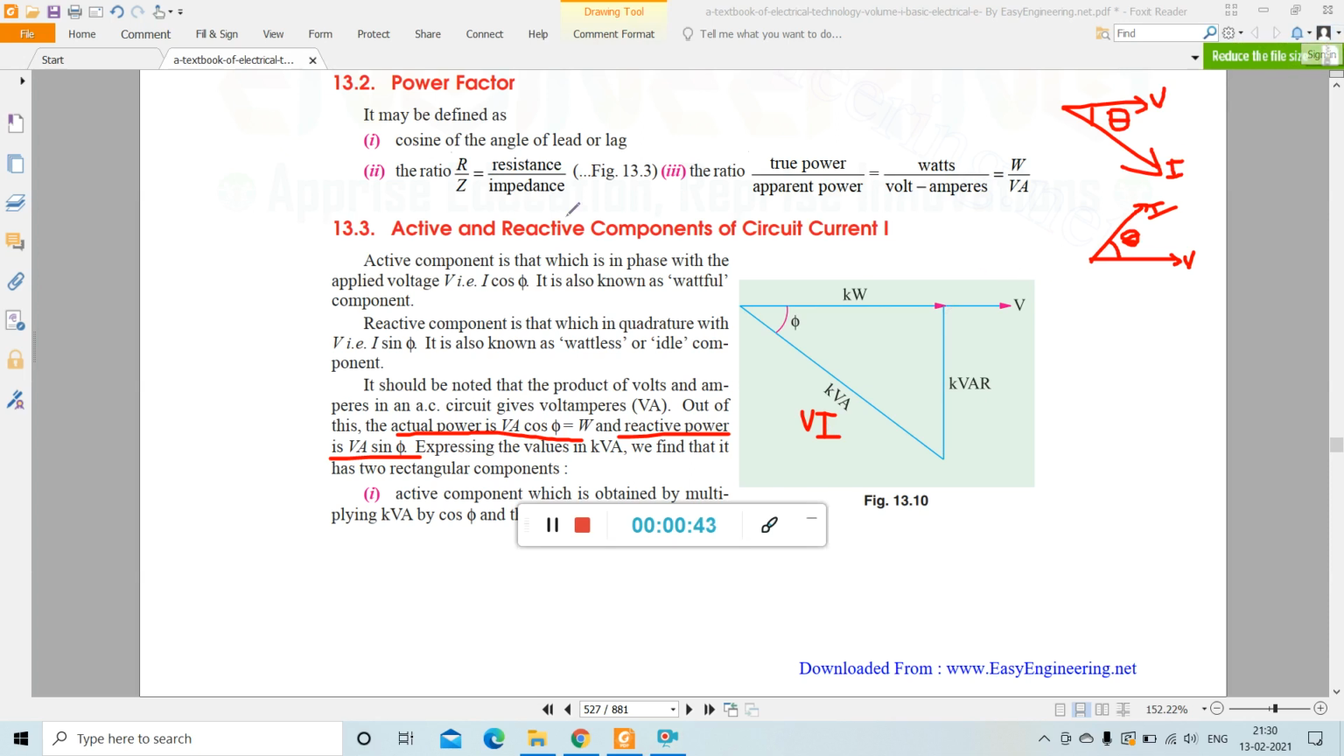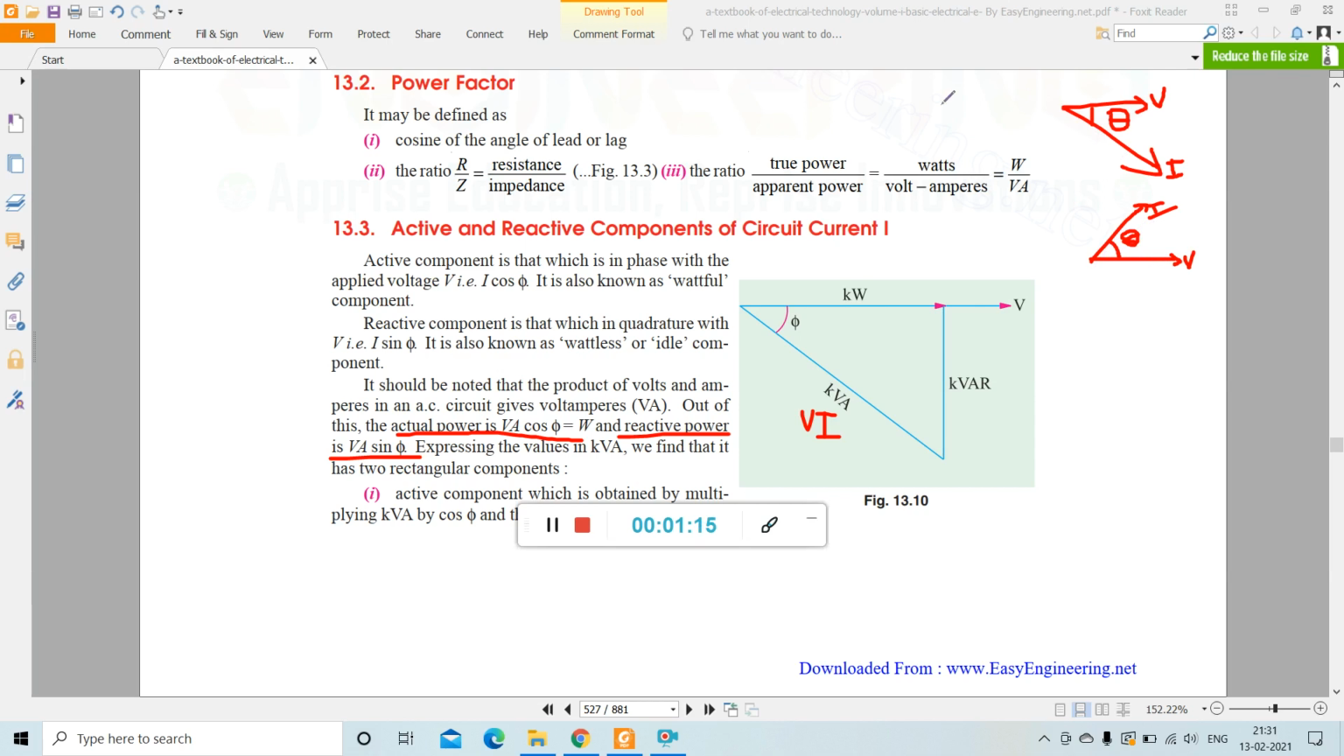So power factor may be defined as the cosine of the angle of lead or lag. So what is this angle of lead or lag? Let's see. In case of an inductive circuit, if voltage is the reference line, then current lags the voltage by an angle theta. Similarly, in case of a capacitive circuit, if the reference line is voltage, then current leads the voltage by an angle theta. So the cosine of this angle of lead or lag is the power factor.